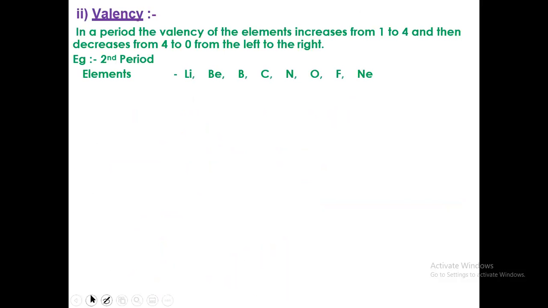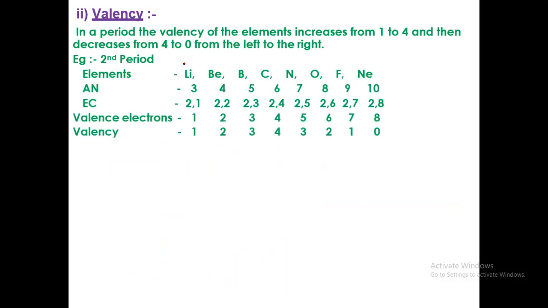Now valencies. In a period, the valency of elements increases from 1 to 4, then decreases from 4 to 0, from left to right. See, in the case of the second period, from lithium to neon, first the valency will increase from 1 to 4, then it will decrease. So in the case of periods, first valency will increase, then valency will decrease.